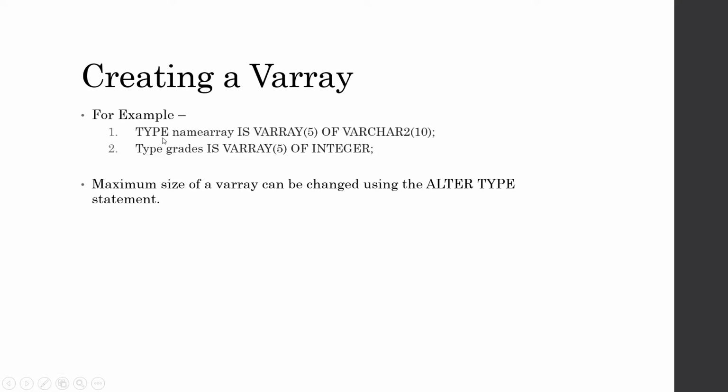I have given two examples. TYPE name_array IS VARRAY(5) OF VARCHAR2. So name_array is declared as a VARRAY of maximum size of 5, which can hold strings. And next is grades. TYPE grades IS VARRAY(5) OF INTEGER. So I have declared an array of size 5 named grades, which can hold integers. The maximum size of a VARRAY can be changed using the ALTER TYPE statement.